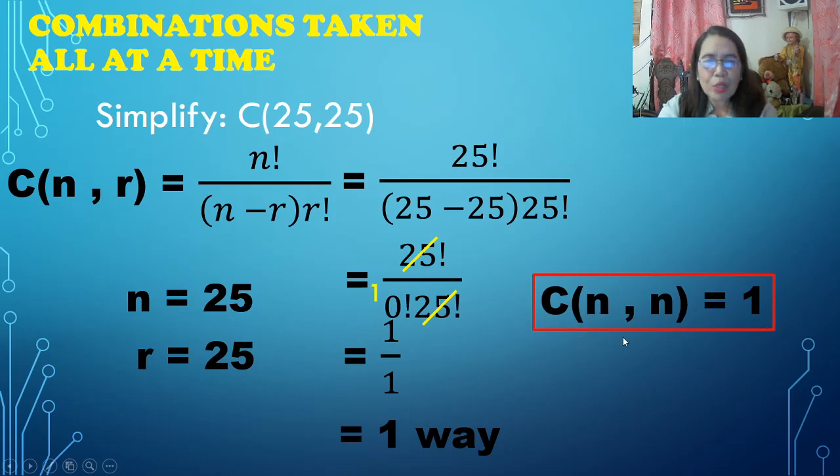Ngayon, kung merong coefficients before, halimbawa, meron ditong 5 na nasa unahan. 5C, let's say 5C, 25, 25. So, ang answer nyo is 5 times 1 is 5. So, ang equal lang to 1 ay itong value ng combination taken all at a time. Pero kung may number sa labas, multiply. Kung multiply yung process. Okay, next.